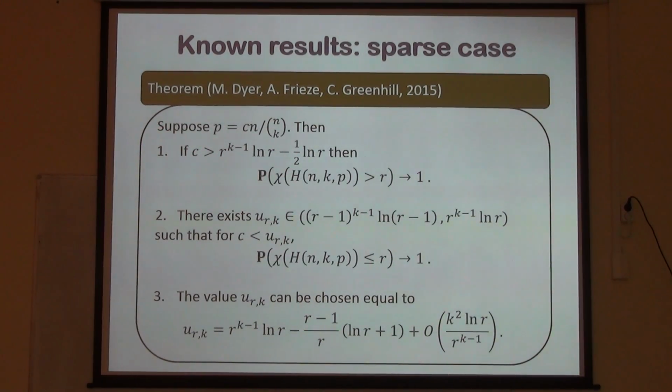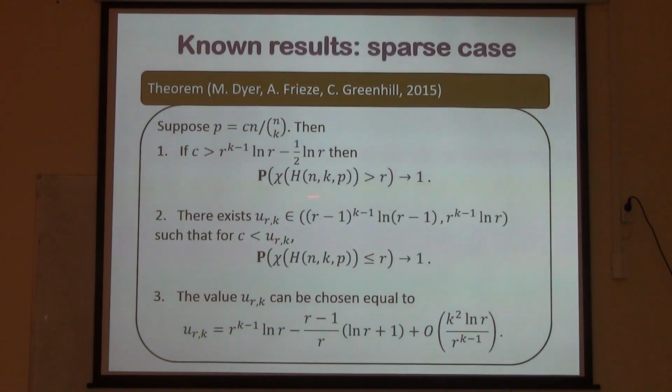The analog of the theorem on r-colorability for hypergraphs was proved by Dyer, Frieze, and Greenhill, maybe not very recently, but it was repeated in 2015. Suppose we have this sparse regime. If c is greater than r to the power k minus 1 times log r minus 1/2 log r, then our random hypergraph is not r-colorable with high probability. This is just an application of the first moment method.